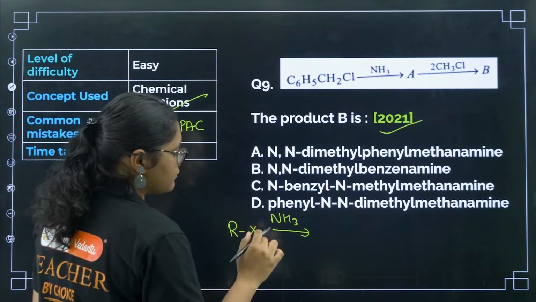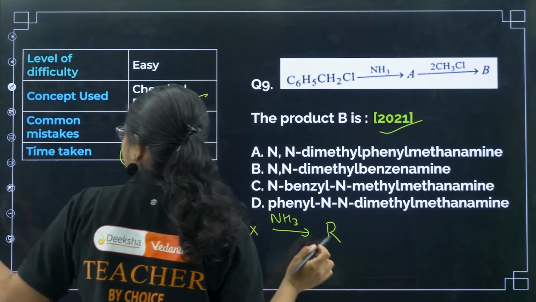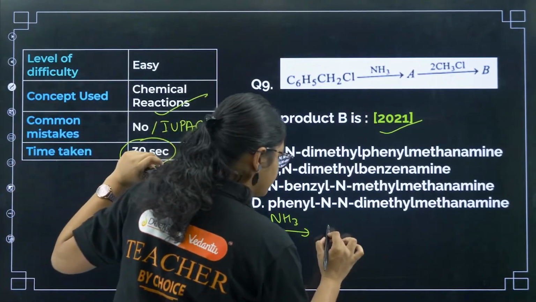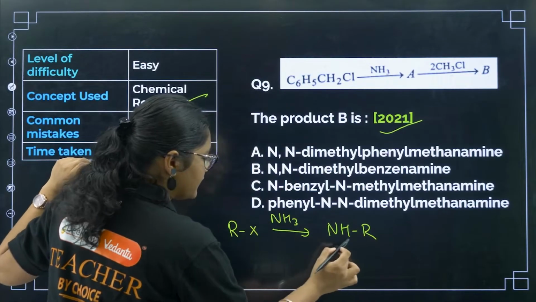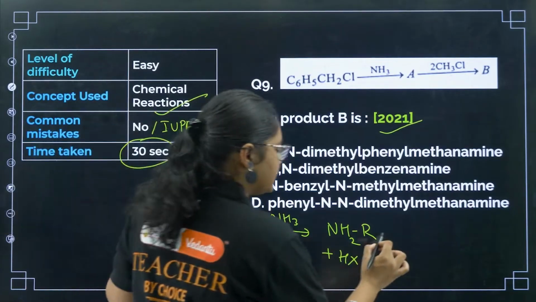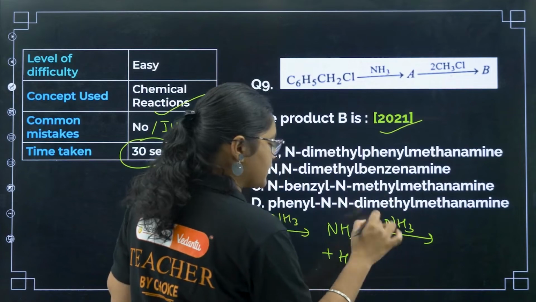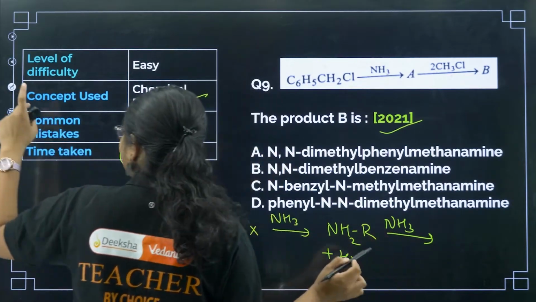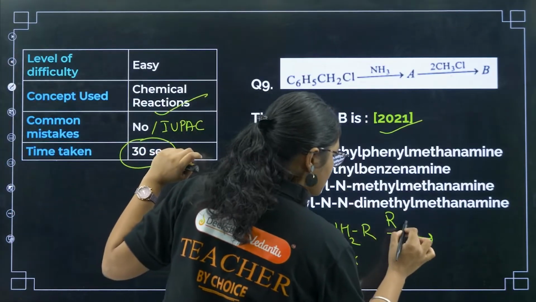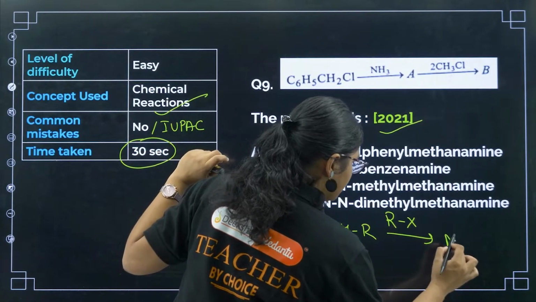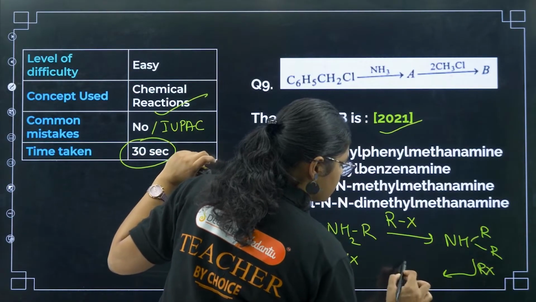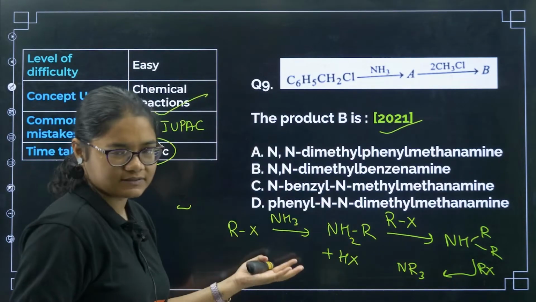For the first thing that happens, one of the H is replaced with R, so I'll get NH2R. Now here one H and here one X is there, so that will form HX. Right, now again if I react it with RX, what will happen? Another H will be replaced, so I'll get NHRR. Now again if you react it with RX, then all the H will be replaced and I'll get NR3.